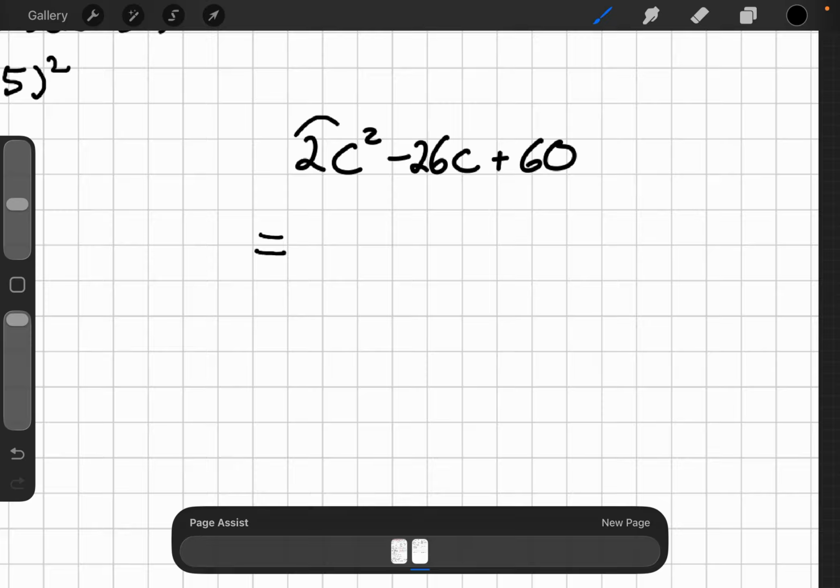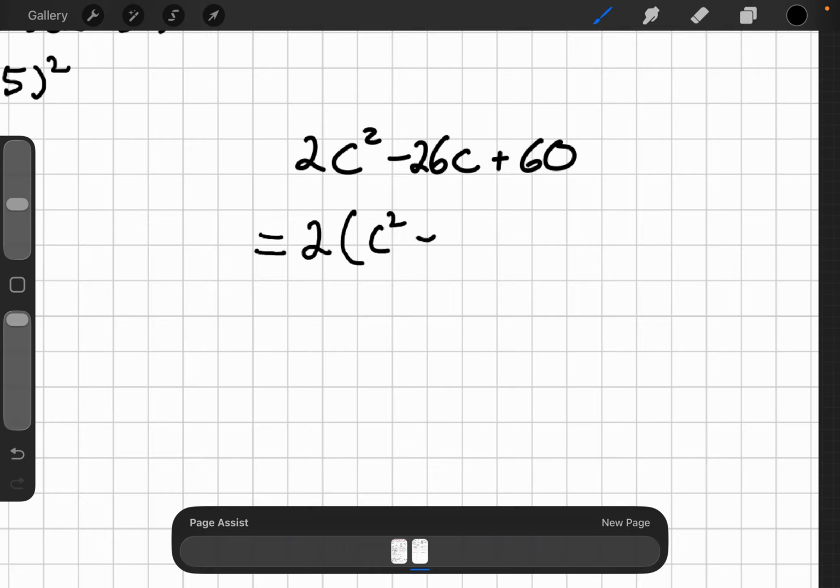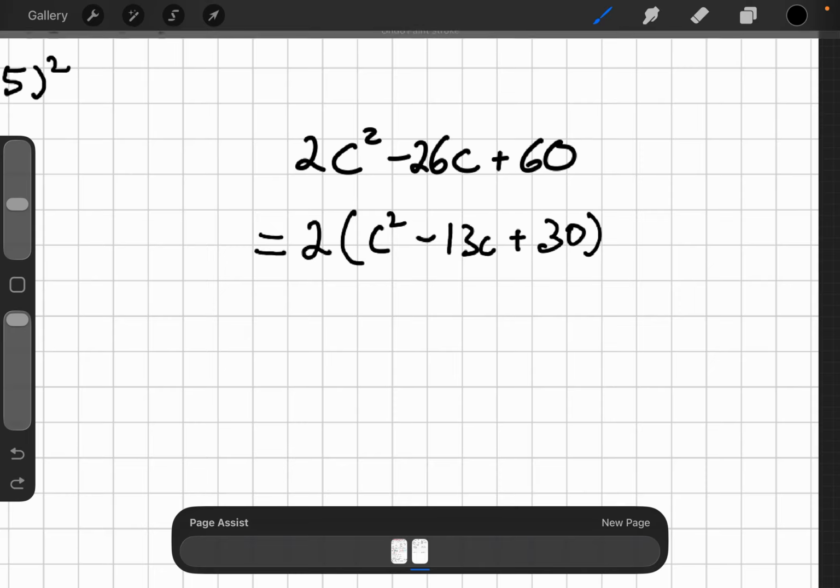So what I can see right here is that we can factor out a 2 out of each of these terms. So 2 times the entire expression now: c squared, since 2c squared divided by 2 is c squared, minus 13c plus 60 divided by 2, which is 30. Now we find two numbers that add to negative 13 and multiply to 30. That would be negative 10 and negative 3, right?